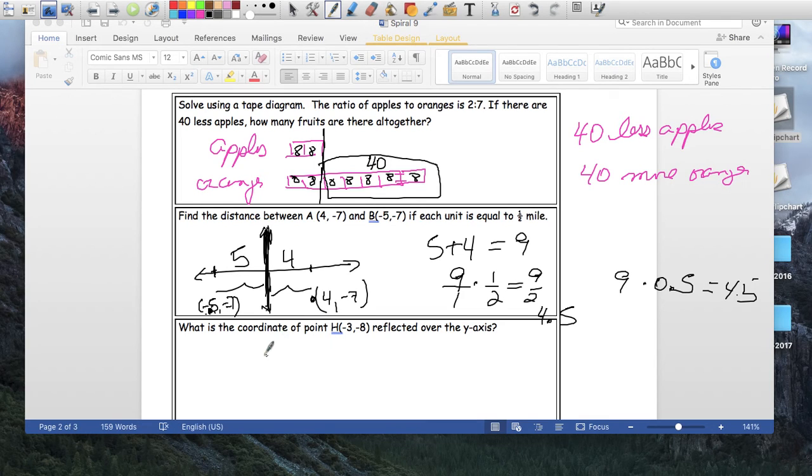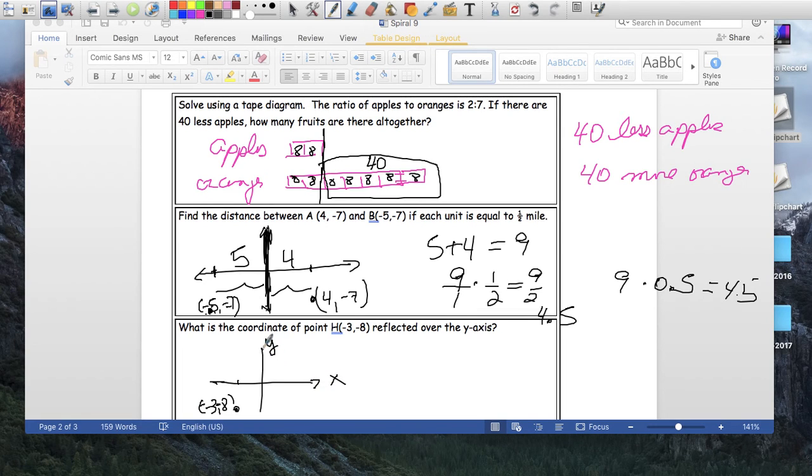What's the coordinate point H? So point H is negative 3 and 8, so negative 3 and 8 would be 3 steps to the left, and all the way down here. So there's negative 3 and 8. Reflection over the y-axis. So here's the x and here's the y.